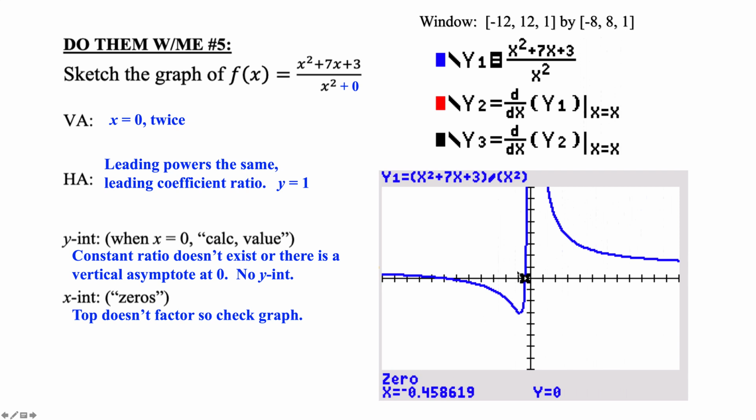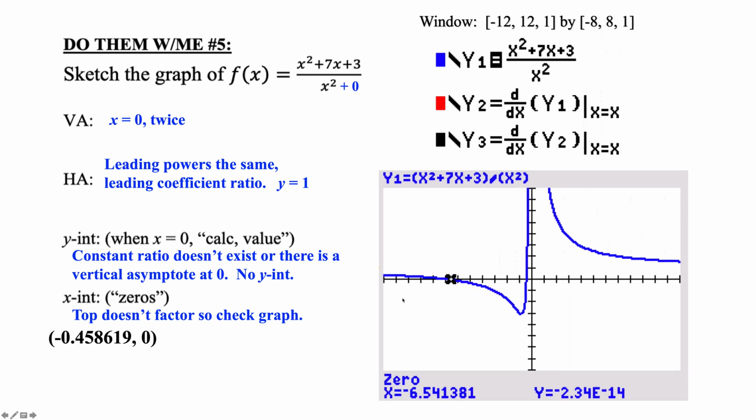So my first 0 over here to the right is negative 0.5458619. And my second one is at negative 6.5413881. And look, it gave me an ugly, ugly y value. But remember, e to the negative number, that's 0. There are 13 zeros in front of that 2. That is really rounding to some small decimal places. So that's a 0. All right.